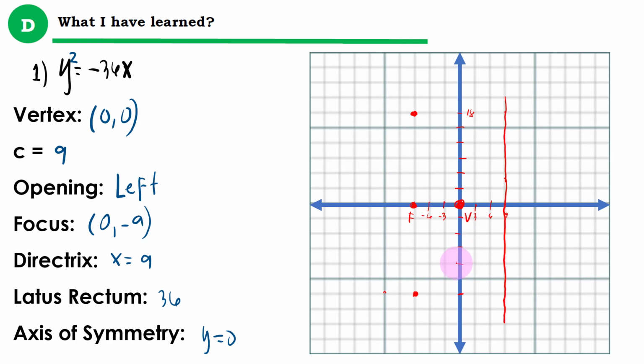And then, our axis of symmetry is y equals 0. So, that's it. So, this is our latus rectum. And then, we can now sketch the graph. Make sure that it's a curve. It is not pointed, because this is a parabola. So, this is the graph for y squared equals negative 36x.